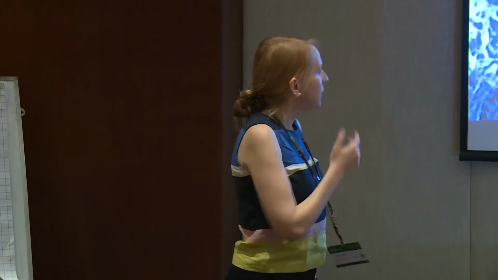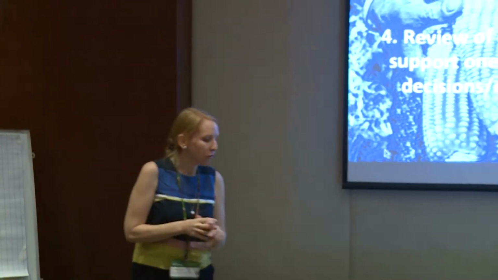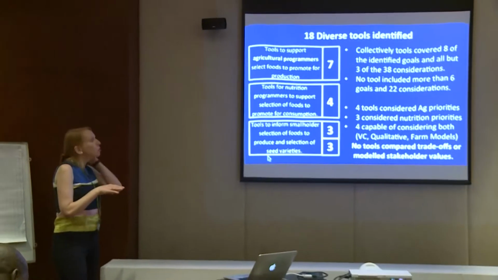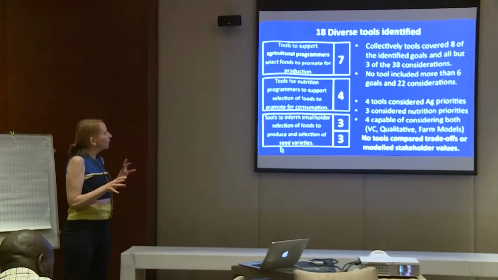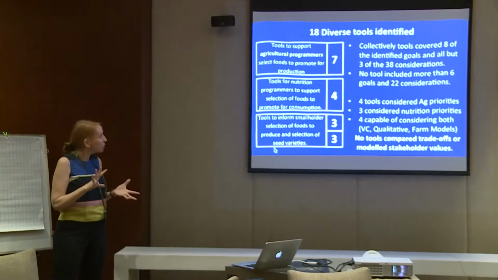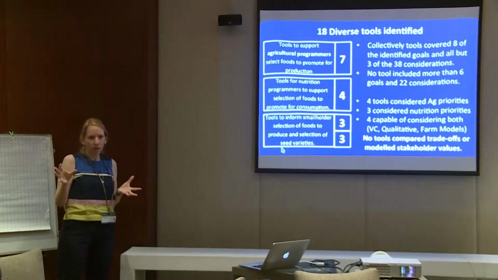And then the last thing we did in the preparation stage was to look at tools that are already out there to support some of those decisions or decision makers that I mentioned. As I said, there was no tool that already existed to be able to make all of these decisions or include all of those stakeholders, but there were a few out there that could be used by one of these groups. So we found that there were about 7 tools that we identified that could support agricultural programmers to be able to select foods to produce.